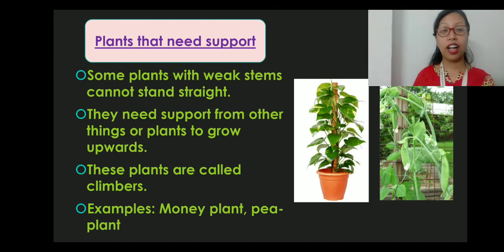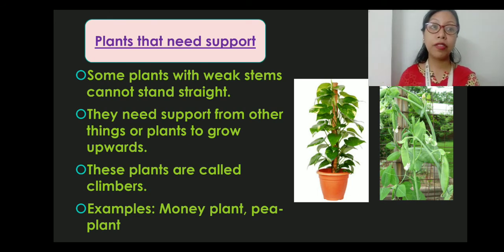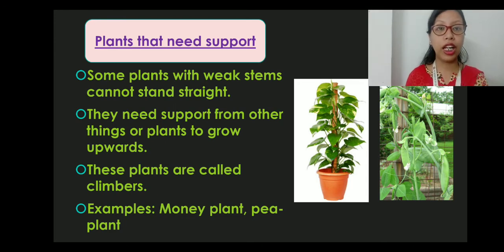Then we have another kind of plants, plants that need support. So some plants with weak stems cannot stand straight. Now we have already come across the woody stem and weak stem, right? Now these weak stem plants, there are a few plants which need to grow, okay, but they cannot stand on their own because their stems are very weak. Now what will they need? They will need support, right? They will need support from other things or other plants to grow straight upwards, okay? Now these plants are called climbers.